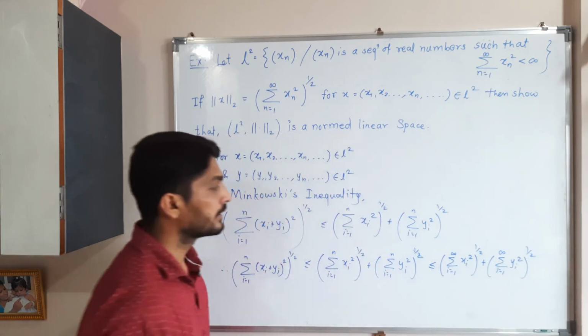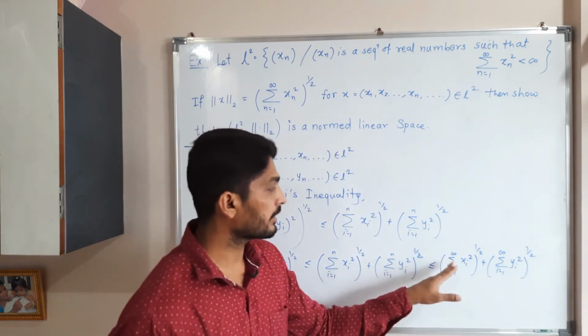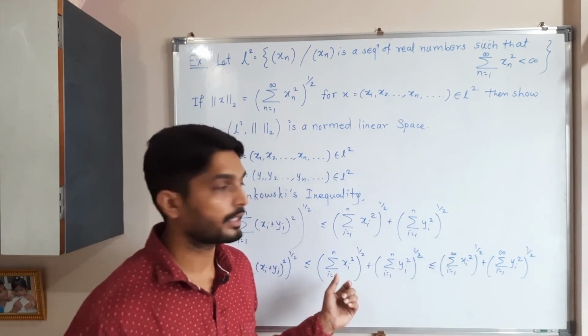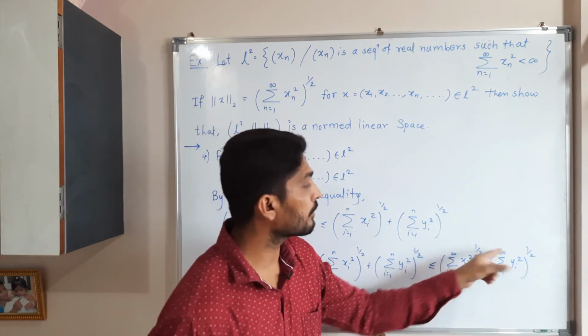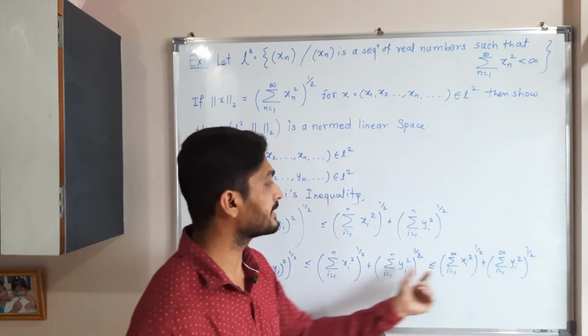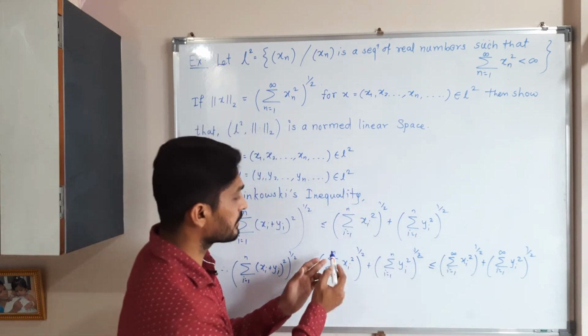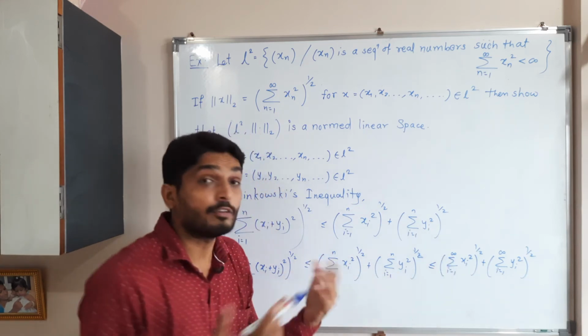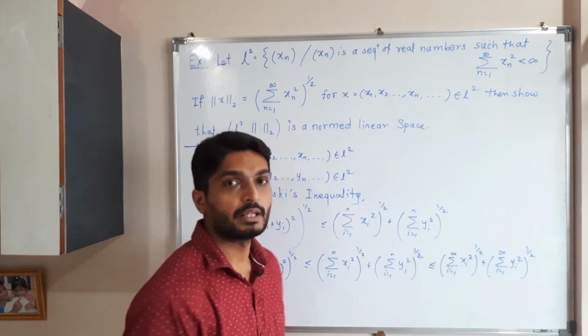So the difference is, here we had a finite number of terms, right? When you take an infinite number of terms, we will have a larger value. So this is less than or equal to this one. Understood what the difference is? Here we have n terms, here we have infinite terms. That's why the value increased.